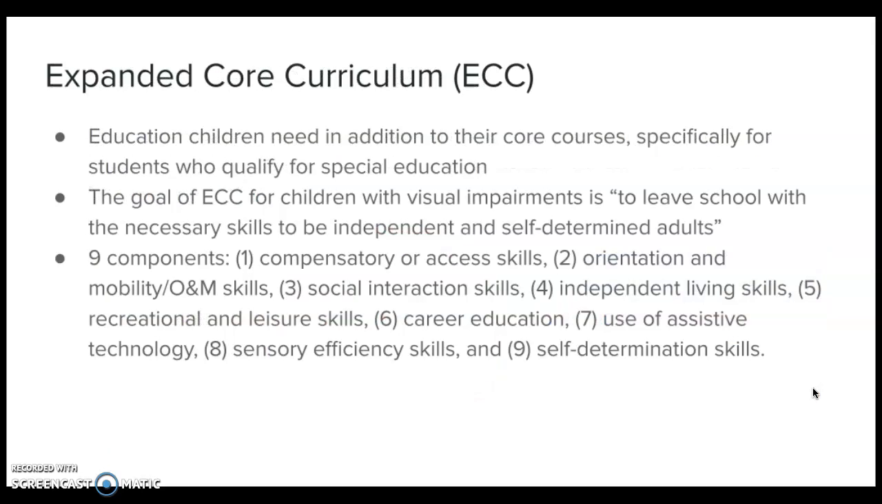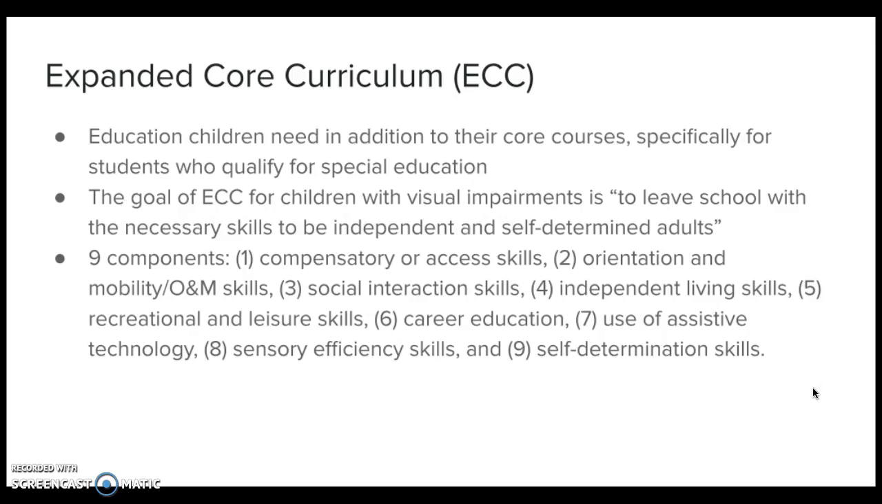The one thing I do want to mention, I found a really cool peer-reviewed article that I read pretty in depth, and it talked about this idea of expanded core curriculum. Expanded core curriculum is something that the IDEA has also come up with, and it's specifically for children who qualify for special education, and all it means is that it's education that children need in addition to their core courses. So it's that little extra that is needed. The goal of expanded core curriculum for children with visual impairments is to leave school with the necessary skills to be independent and self-determined adults.